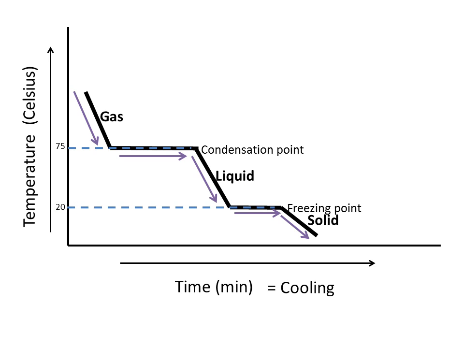So, in review, the gas changes into a liquid at the condensation point. Then the liquid changes into a solid at the freezing point. That's all you really need to know about a cooling graph.